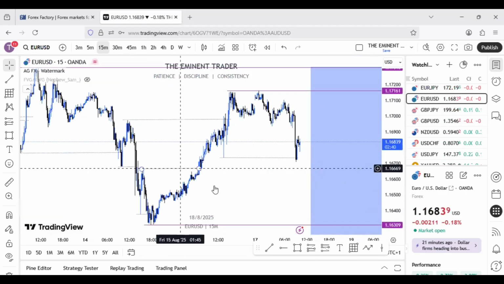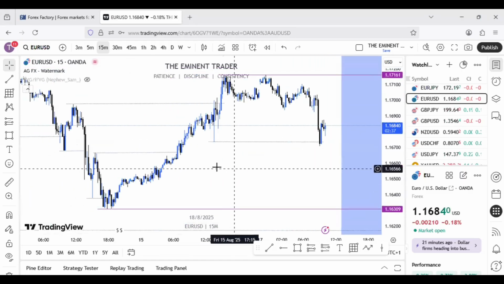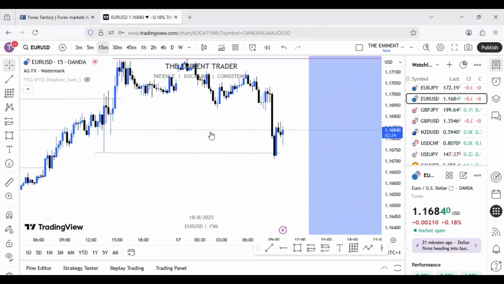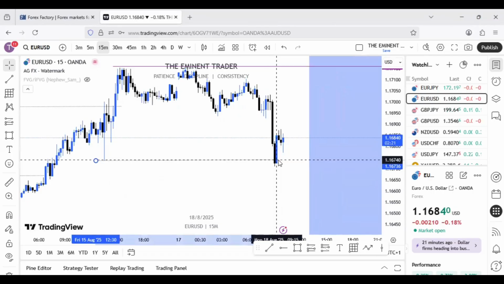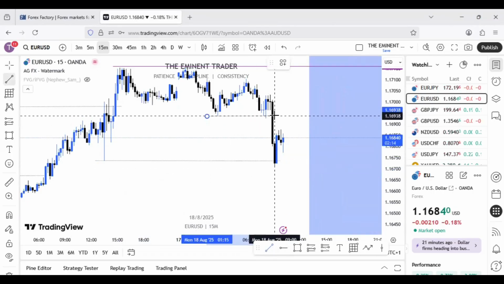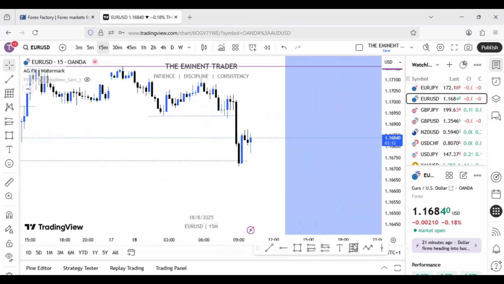Do you get? For all this area now, I'm not really seeing anything that actually makes sense for me to pick an order. But if I was to look for sales based on the fact that it was giving bearish vibes, I'll be looking to sell around here.